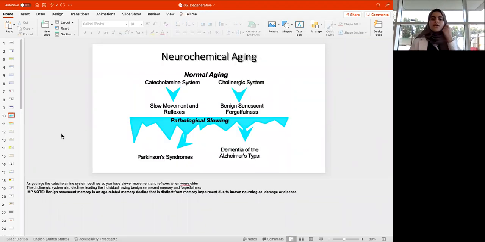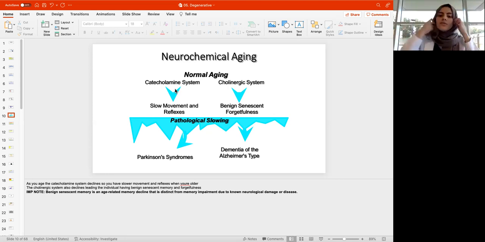Now, this is another normal change that happens in our body: as you age, your catecholamine system and your cholinergic system both start to decline. Catecholamines, we know, are epinephrine, norepinephrine, and dopamine. They're all part of the catecholamine system. Once they start to decline, your movement becomes much slower, and your reflexes too. So who's responsible for that? The decline in the catecholamine system.